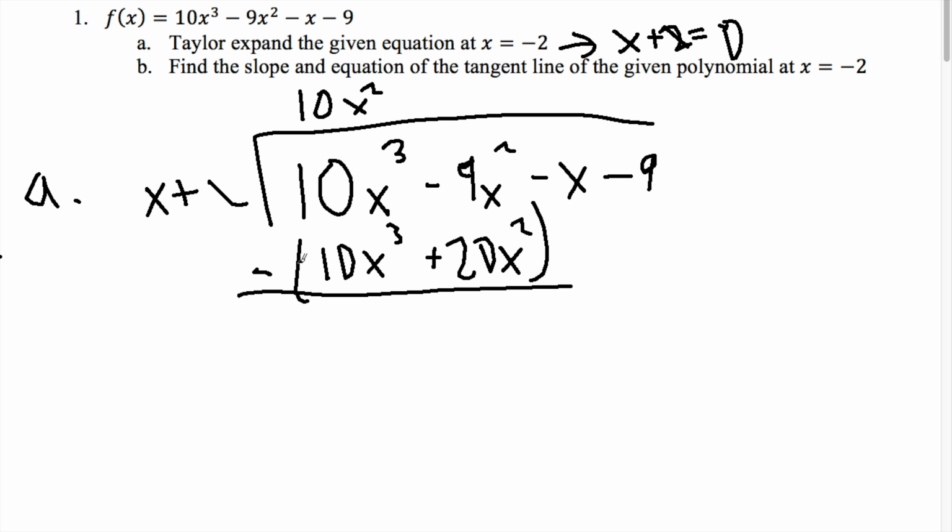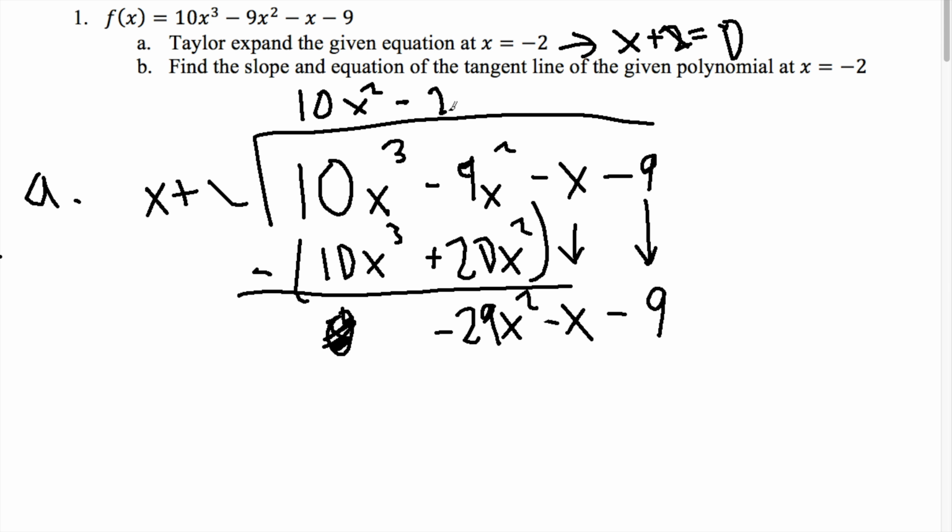After distributing the negative, you get 0, which you ignore, and for this value, you get minus 29x squared. And after you get that, you just bring down the rest of the values and solve again, just like you just did. That equals minus x minus 9. And now you figure how many times x goes into minus 29x squared, which is minus 29x times.